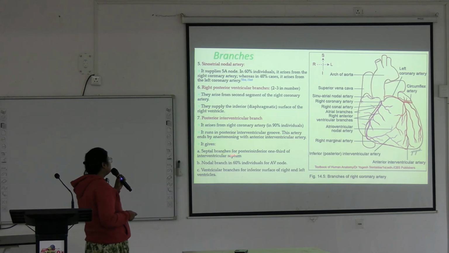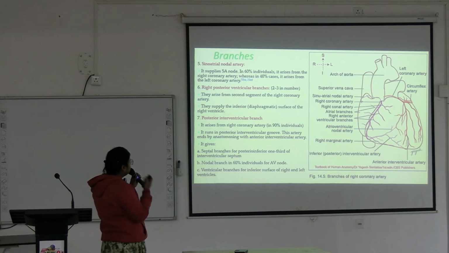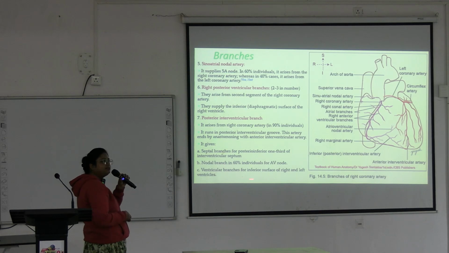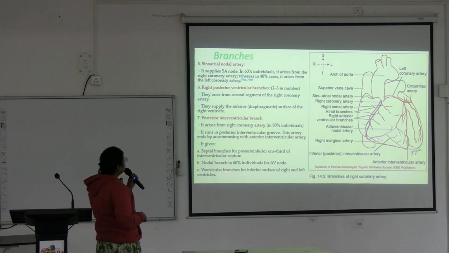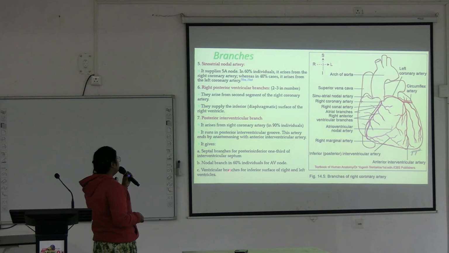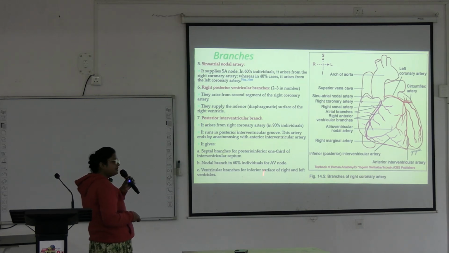It gives septal branches for the posterior-inferior 1/3 of the interventricular septum, nodal branch in 60% of individuals for the AV node, and ventricular branches for the inferior surface of the right and left ventricle. So, these are the branches from the posterior interventricular branch.